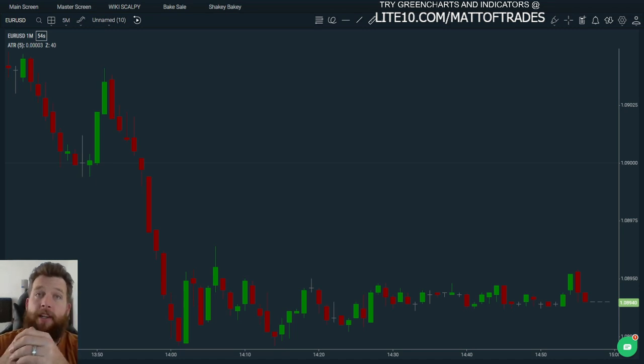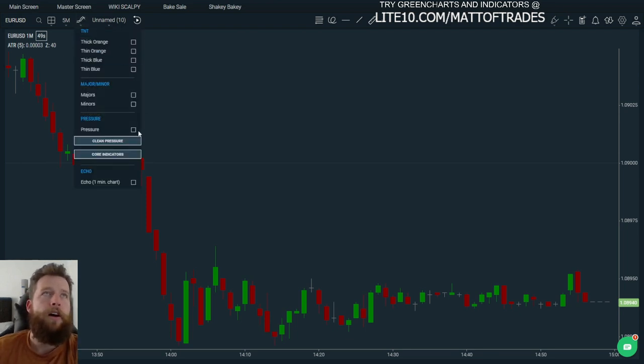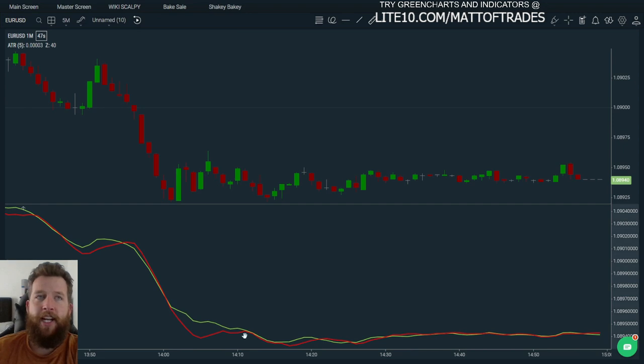So last one we did was on the pressure indicator. We'll just do a quick review. So this is the pressure indicator. Three main things you're looking for here: which color is on top, which way the lines are pointing, and are they converging or diverging. Also looking for crosses, and worth taking note how far away or how close to each other the lines are. But we've already gone over the pressure indicator, and if you want to watch that, I'll go ahead and put a tab.